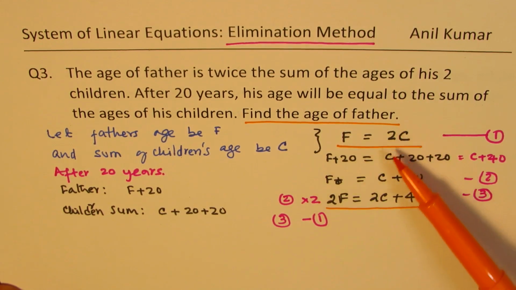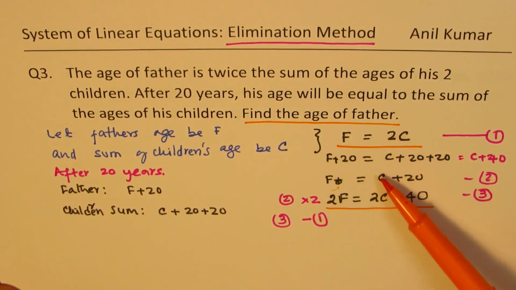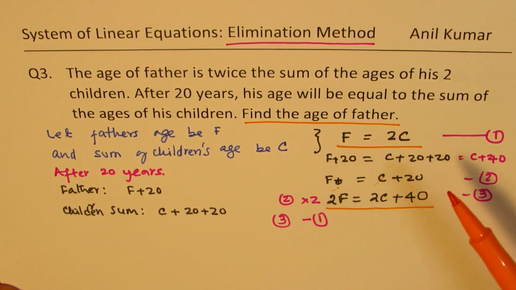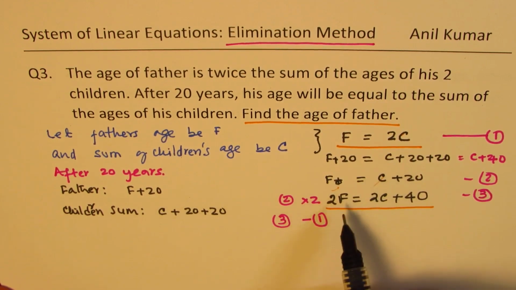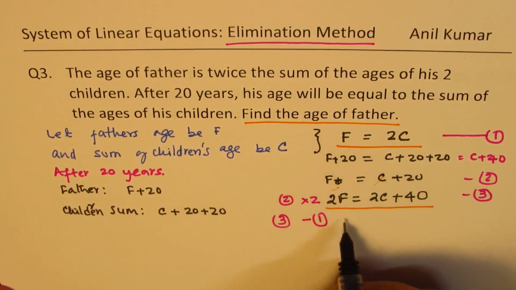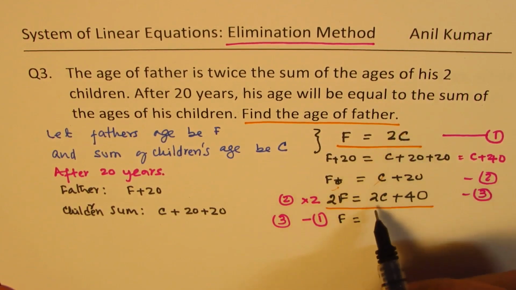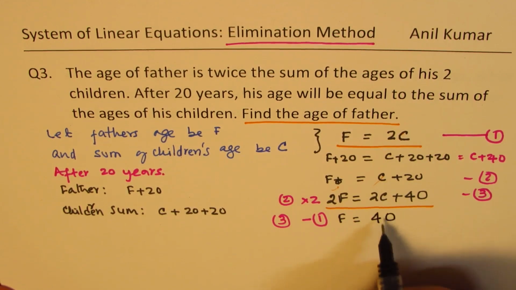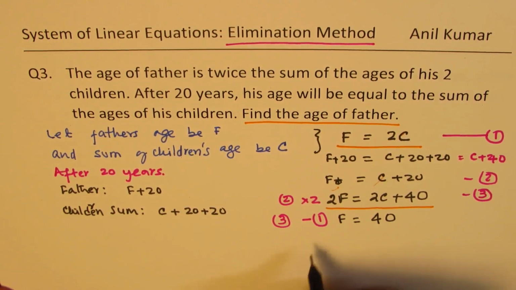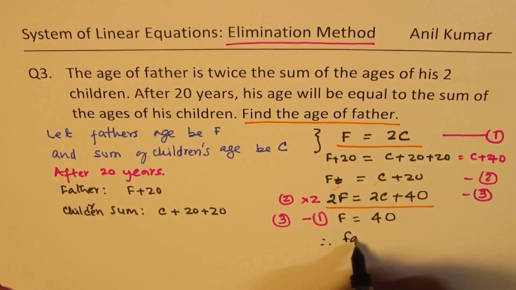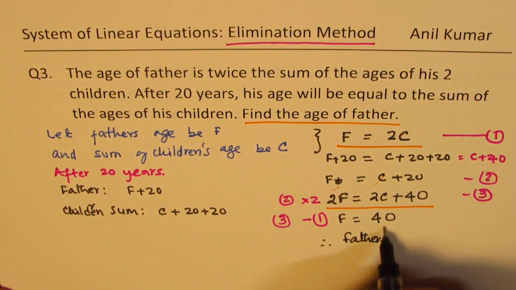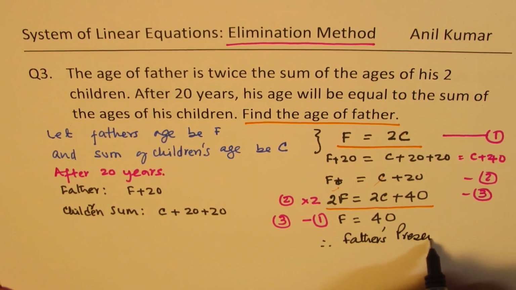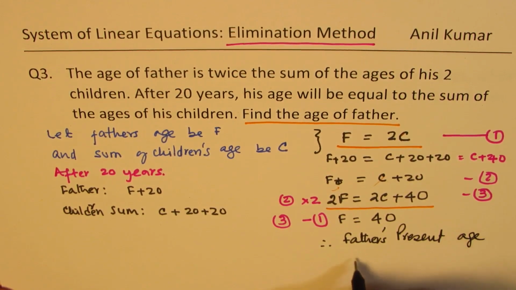You could find it by eliminating F first, finding the child's age, and then multiplying by 2. That is also correct. Is that okay? But I have taken it the other way, slightly more complicated. So when you take away the difference, you get father's age will be 2C, 2C cancel, you are left with 40, right? So that is your answer. Therefore, father's present age is 40 years.